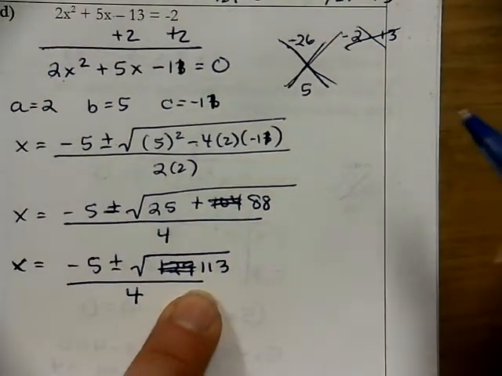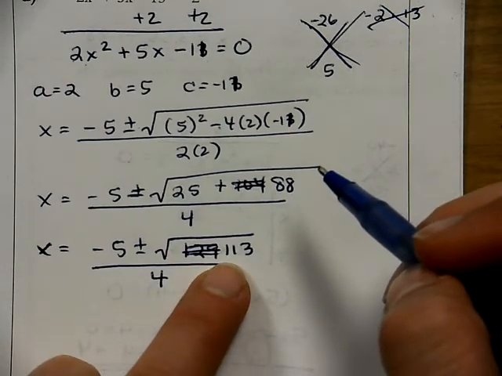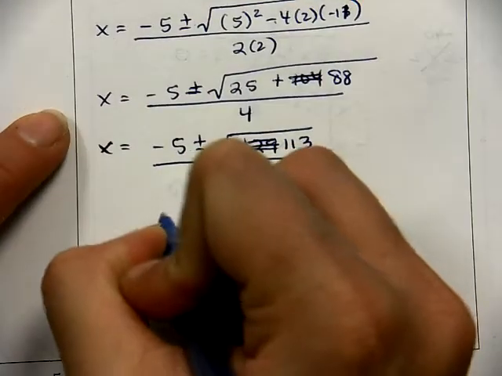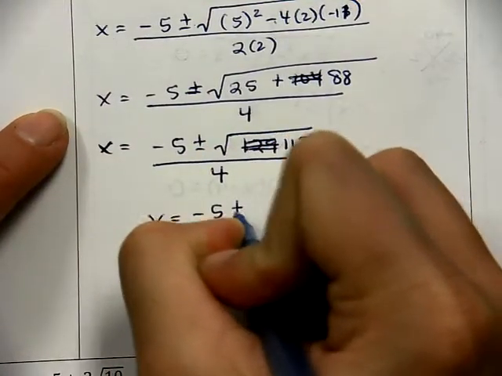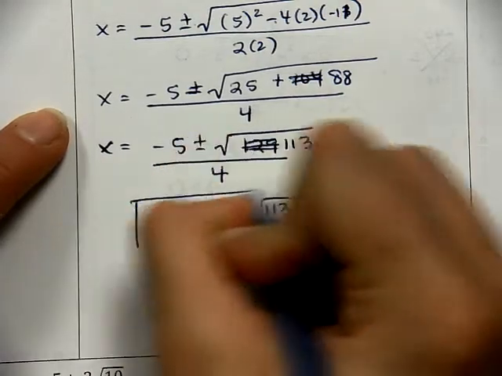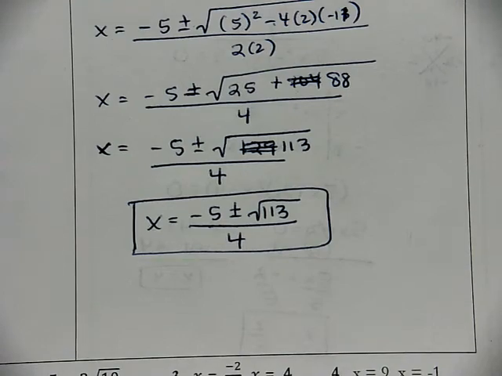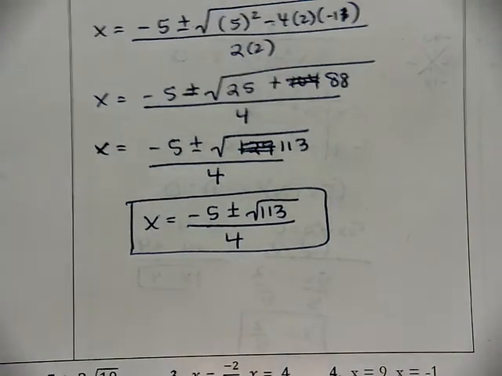Well, I still try and simplify this square root. Square root of 113, though, I know it can't be simplified. So my final answer is x equals negative 5 plus or minus the square root of 113, all over 4. And then I just leave my answer like that. No decimal approximation necessary because it wasn't specified. And I am all set.